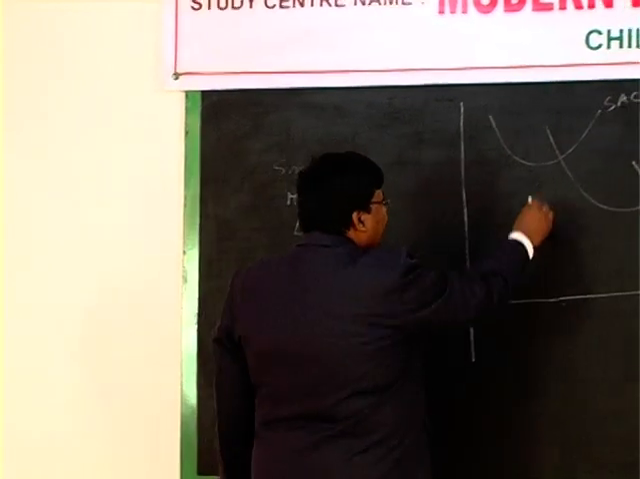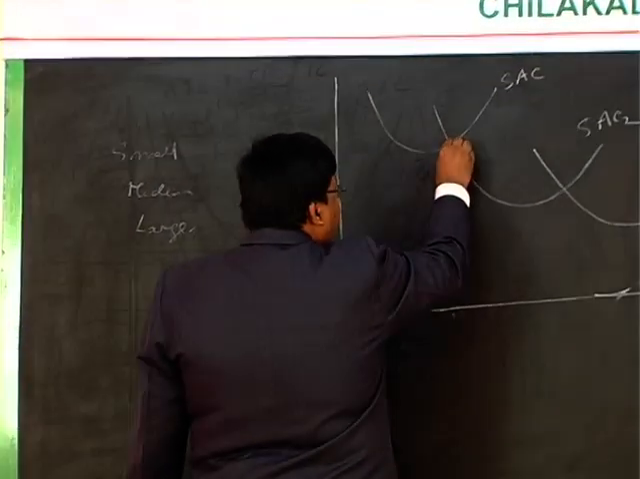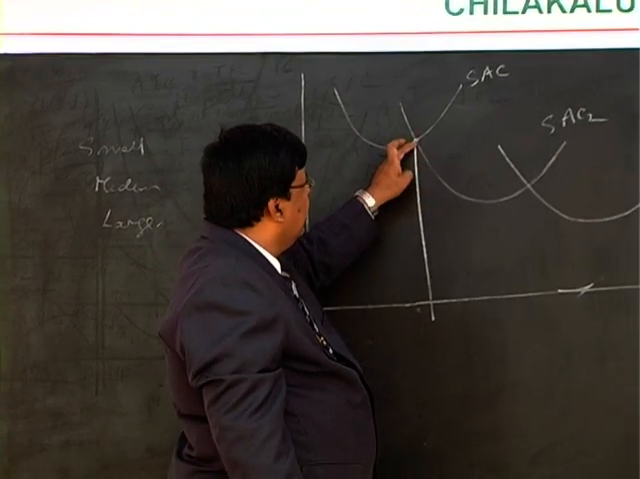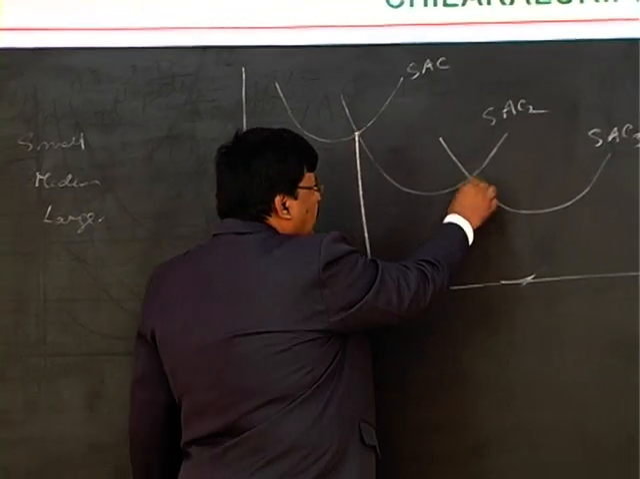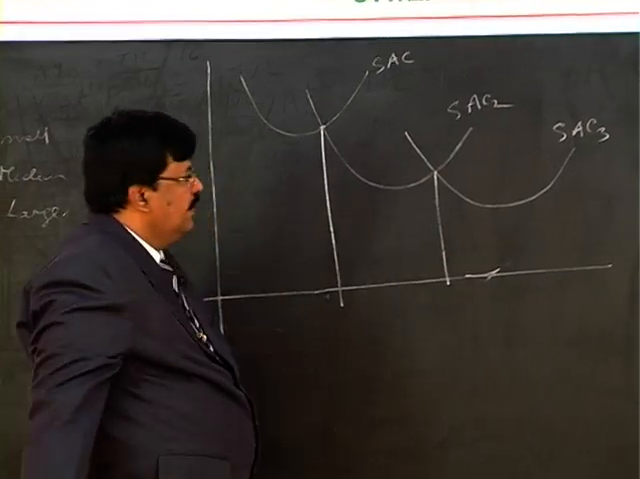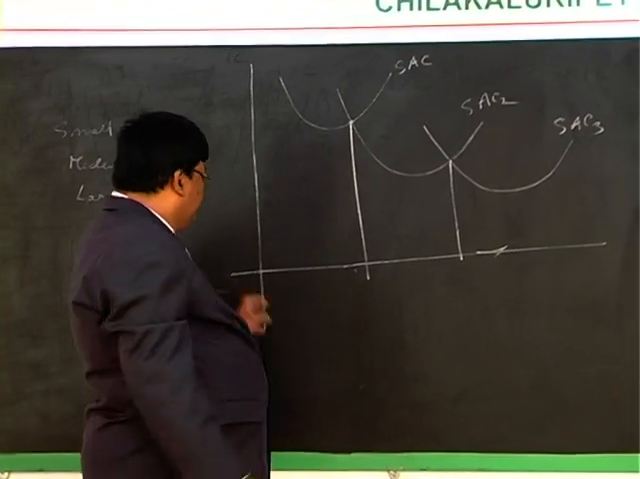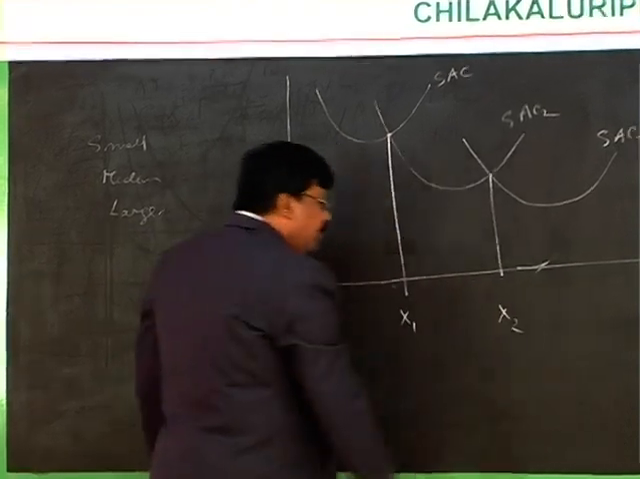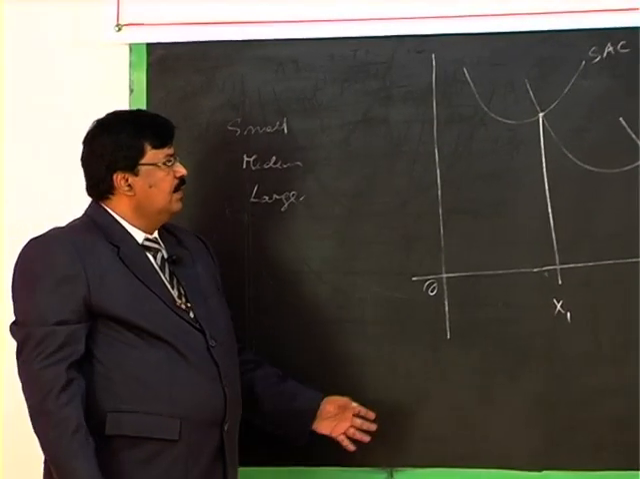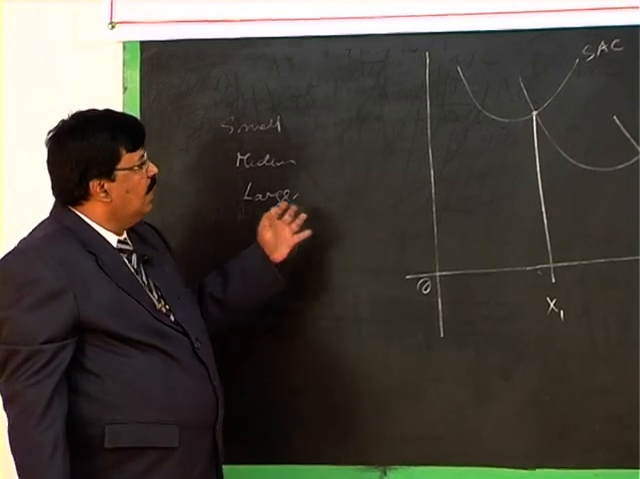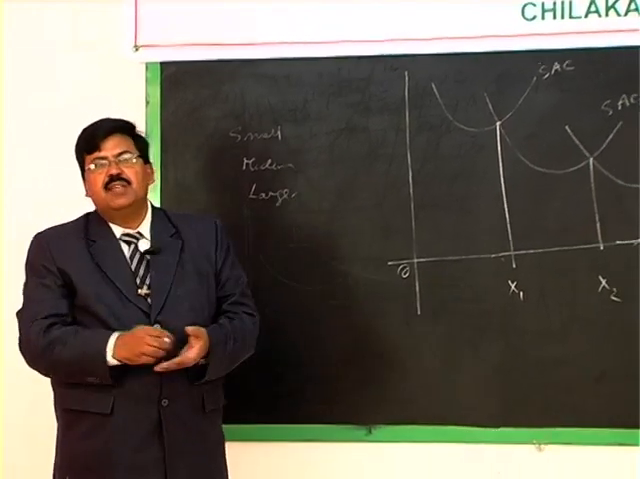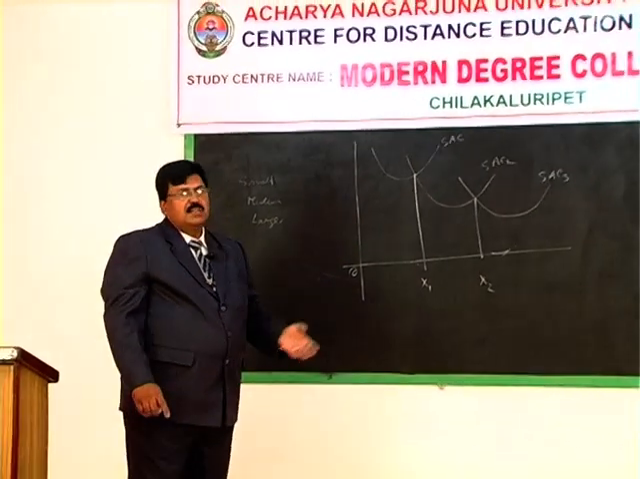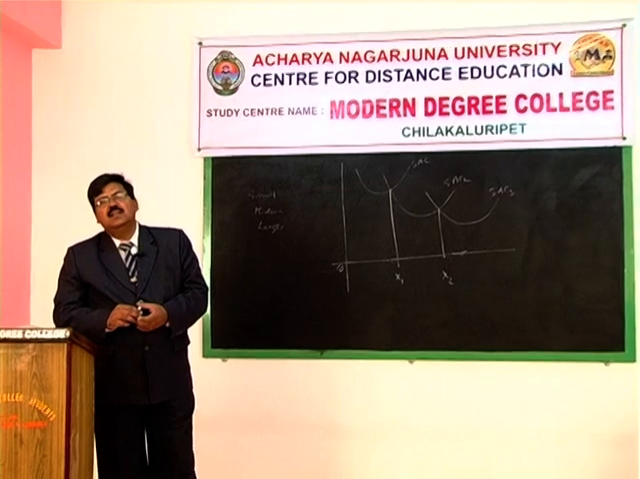Suppose here you see both the small size machine and medium size machine give rise to the same unit cost. Here also the same unit cost. At OX1, the small size machine or medium size machine give rise to the same cost. And similarly at OX2, the medium size machine and large size machine give rise to the same cost.